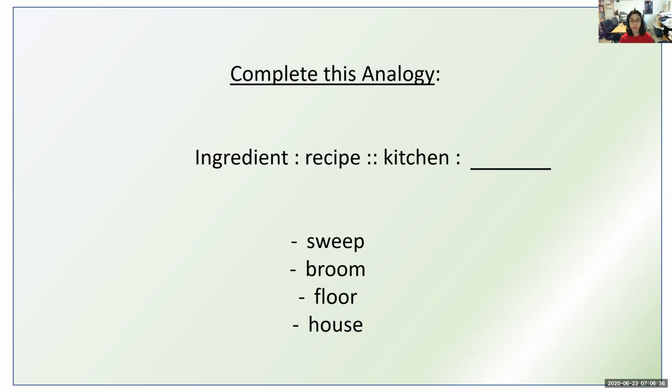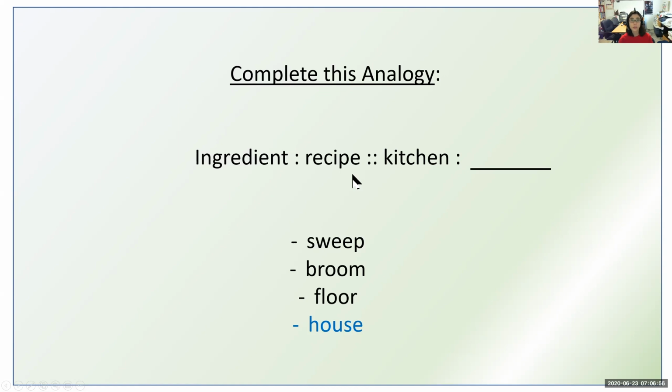Okay, so to check our work, the answer would be house, and I'm going to explain why. So ingredient is to recipe. Okay, so part of a recipe is an ingredient. So ingredient is a part of a recipe. That's our main connecting detail. That's our important one. So we need a part of something. So ingredient is a part of a recipe.